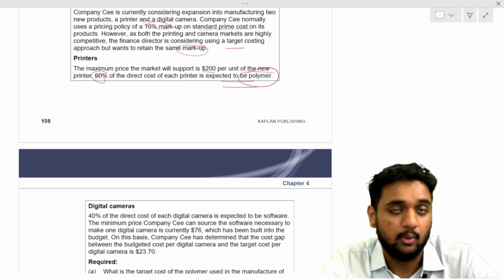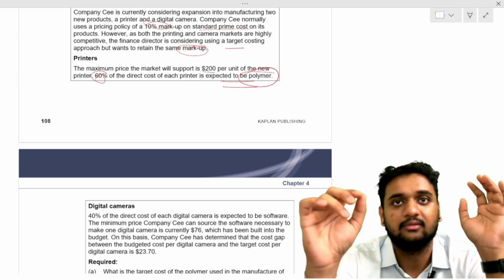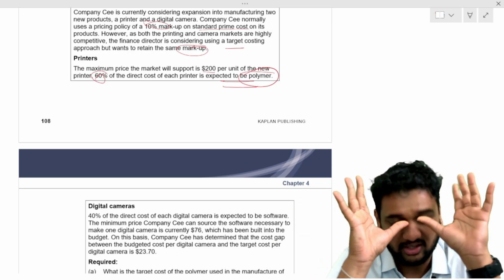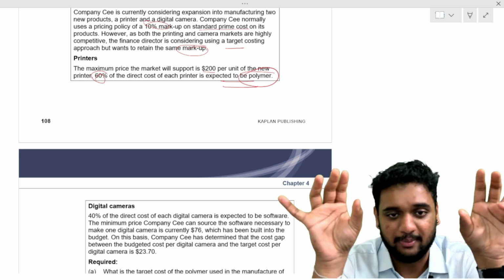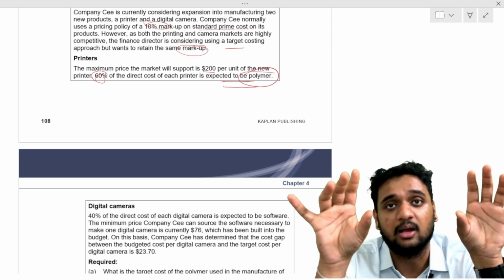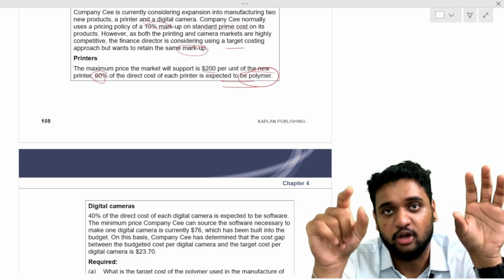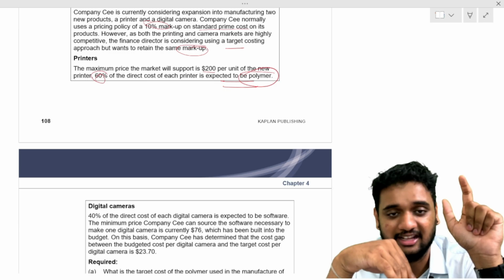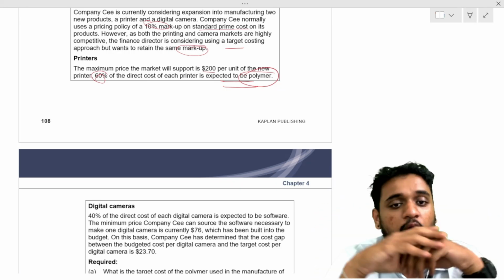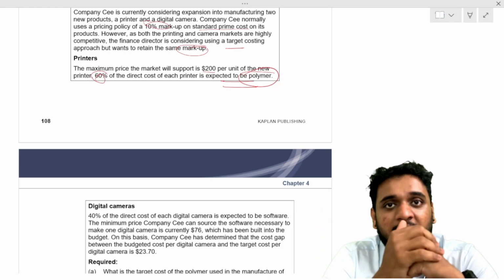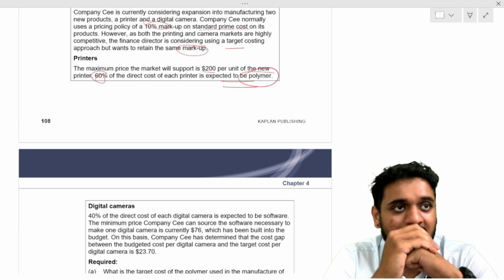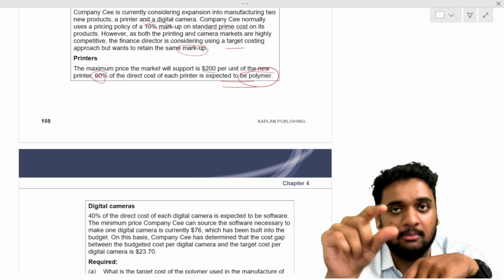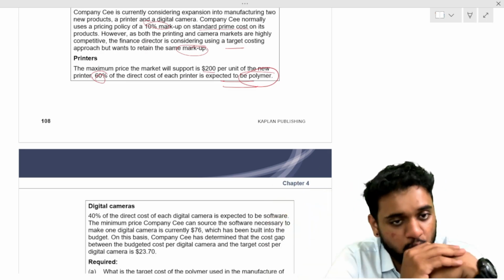Now tell me, without seeing what story you have learned till now, what are the 2 products? What is the earlier markup? Selling price, without seeing, you tell. 10% markup on prime cost. What is the prime cost? Material, direct labor, direct expenses. Now what do they want to do? They want to bring target costing, but they want to have the same markup. So 10% markup on direct material, direct labor, direct expense they want to have.